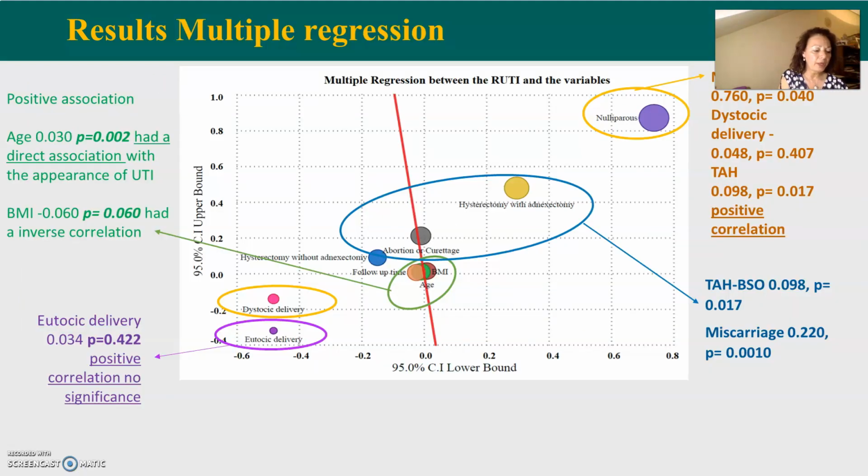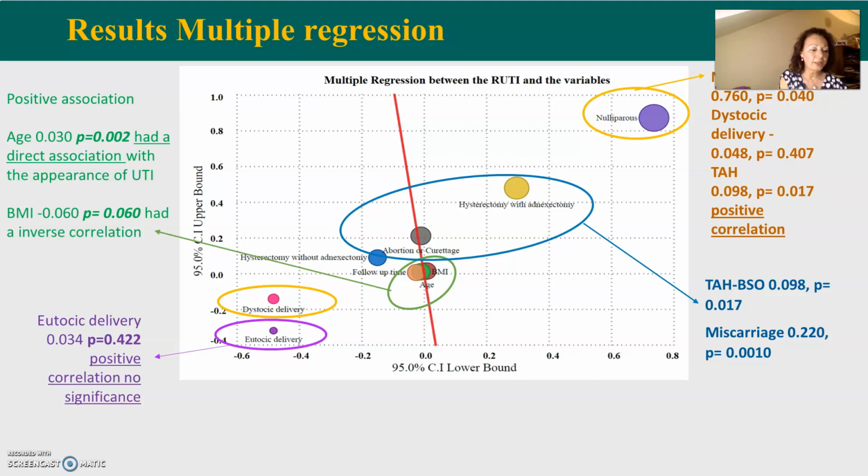In multiple regression analysis, we found that age has a direct correlation with appearance of UTI, in contrast with BMI that had an inverse correlation. Women with recurrent urinary tract infection had a more frequent history of eutocic delivery. Nulliparity, dystocic delivery, and hysterectomy with adnexectomy are more frequent in women without urinary tract infection.